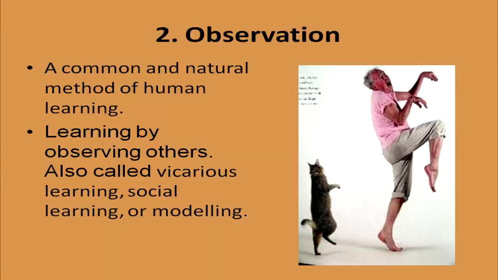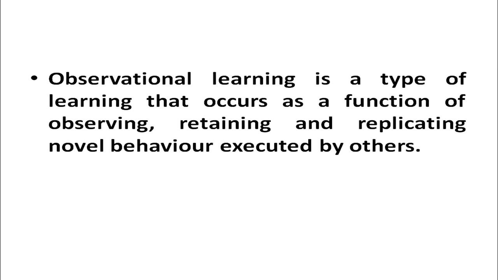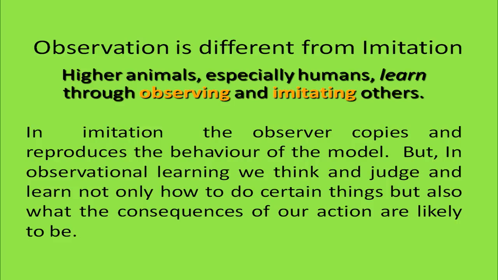Next method is observation. Observation is a common and natural method of human learning. The learning by observing others is also called vicarious learning, social learning or modeling. Observational learning is a type of learning that occurs as a function of observing, retaining and replicating novel behavior executed by others. Observation is different from imitation. Higher animals, especially humans, learn through observing and imitating others.